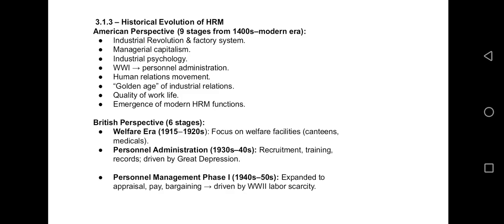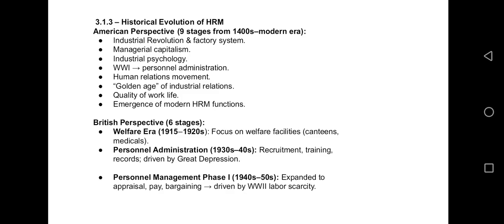Then we have managerial capitalism. 3. Or 4th point, industrial psychology. And 5th, World War I. That is when that leads to personnel administration, human relation movement, and we have golden age of industrial relations as 7th. 8th, quality of work life. And 9th, the last one, emergence of modern HRM functions.